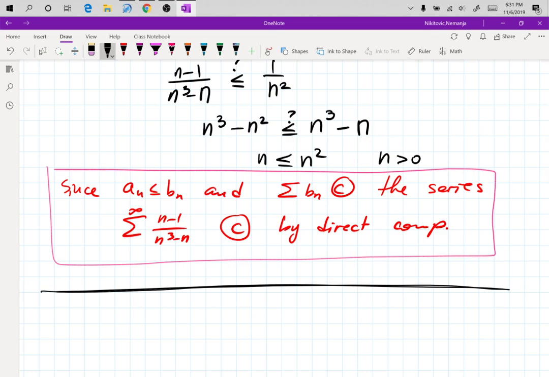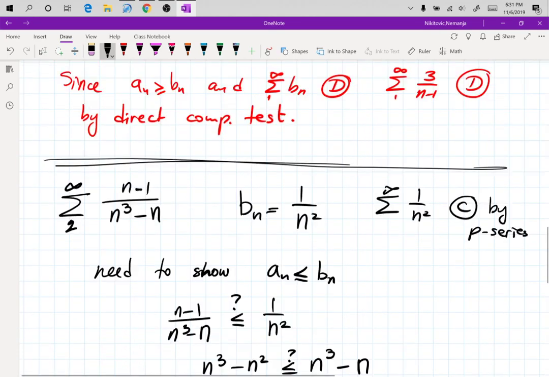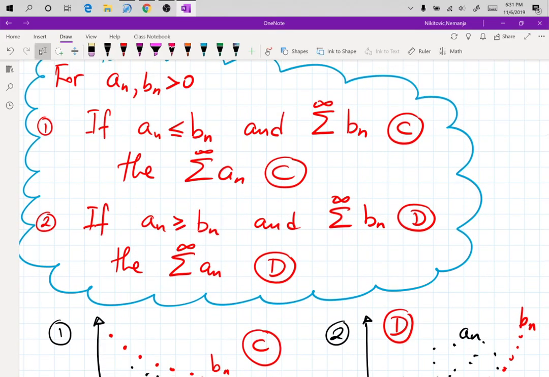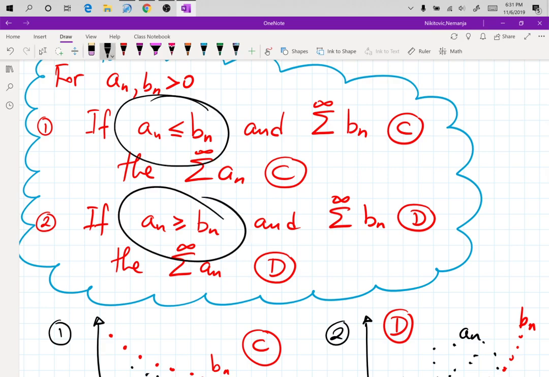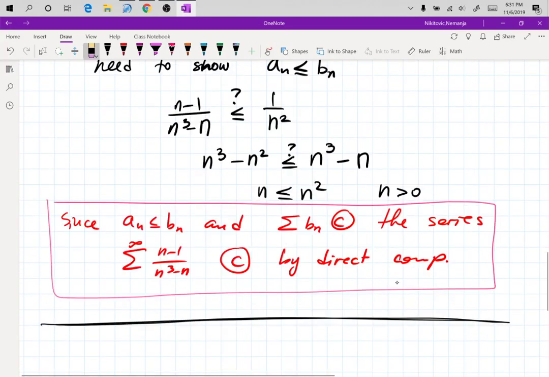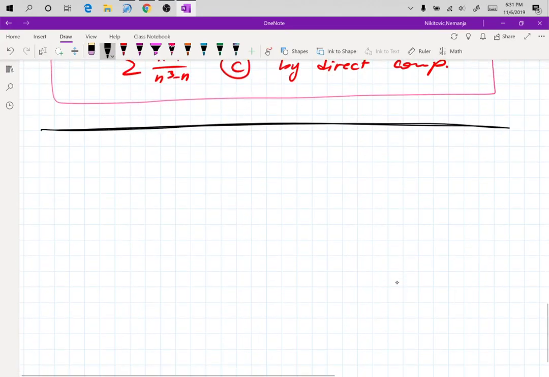So for the direct comparison, guys, you have to pick the sequence such a way, usually p series and so on. We'll do that again for the limit. And then you have to do the proof. Either an or bn needs to be bigger, depending which way the problem goes. Let's take a look at the limit test, and then we'll do more examples.